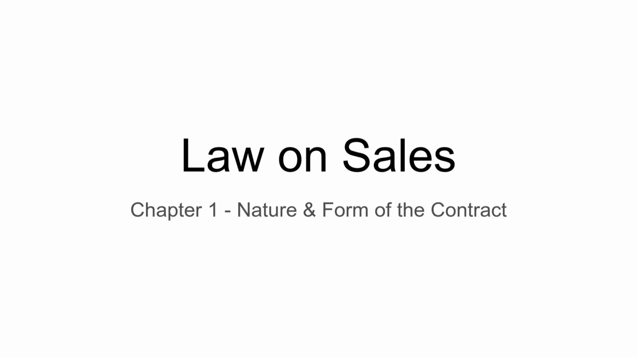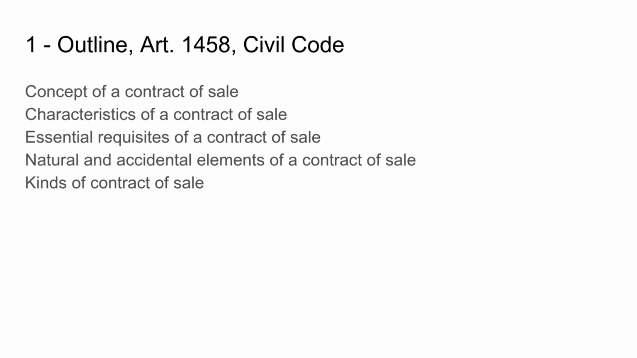Let us now begin by examining the core legal basis found in Article 1458 of the Civil Code, which defines the contract of sale. Before we proceed with the details, let me present the outline of our discussion for this session. We will begin by understanding the concept of a contract of sale, where we define it under Article 1458 of the Civil Code and highlight its essence in law and practice.